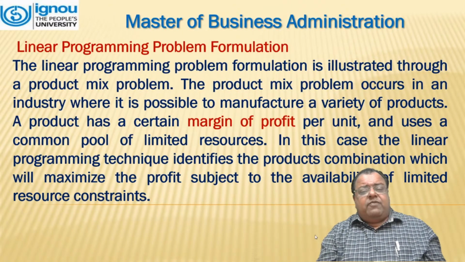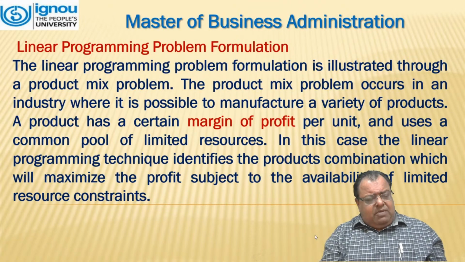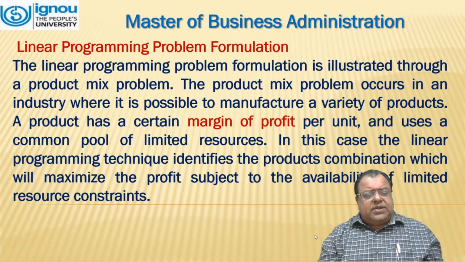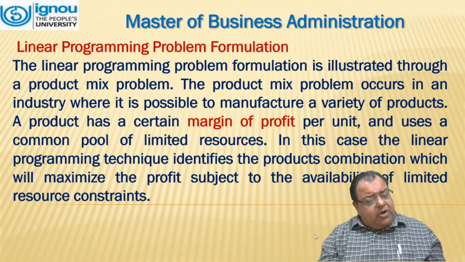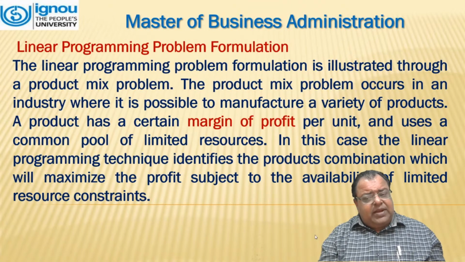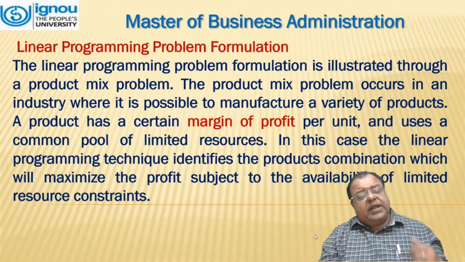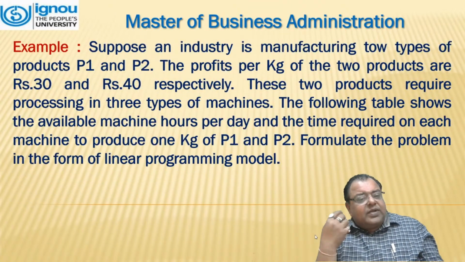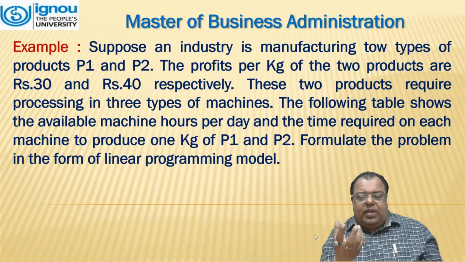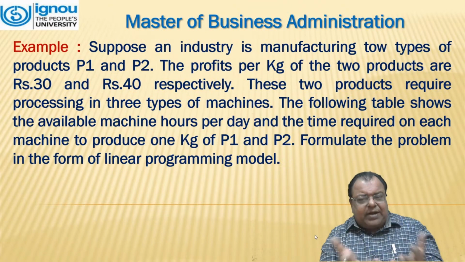The linear programming problem formulation is illustrated through a product mix problem. A product mix problem occurs in an industry where it is possible to manufacture a variety of products. A product has a certain margin of profit per unit and uses a common pool of limited resources. In this case, the linear programming technique identifies the product combination which will maximize the profit subject to the availability of limited resource constraints. Now, we take up an example of linear programming, how this is used and how this is applied to the industry.